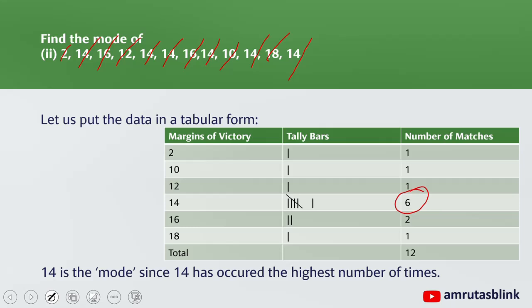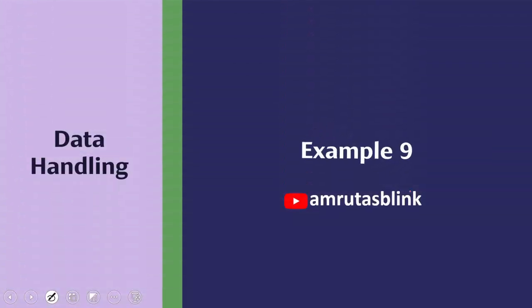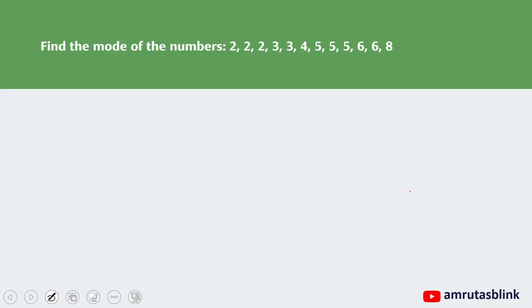2 has occurred 1 time, 10 has occurred 1 time, 12 has occurred 1 time, 14 has occurred 6 times, 16 has occurred 2 times, 18 has occurred 1 time. Hence 6 is the maximum number of matches, hence 14 is the mode of the data. We'll see example number 9. Find the mode of the numbers 2, 2, 2, 3, 3, 4, 5, 5, 5, 6, 6 and 8.